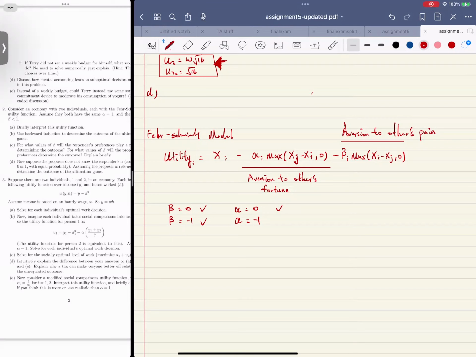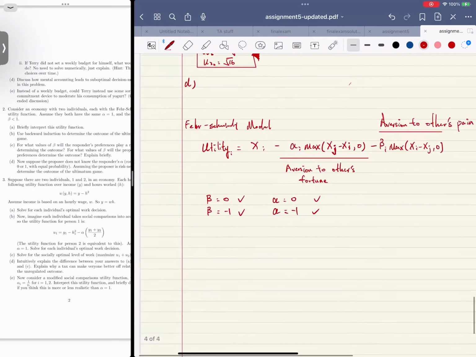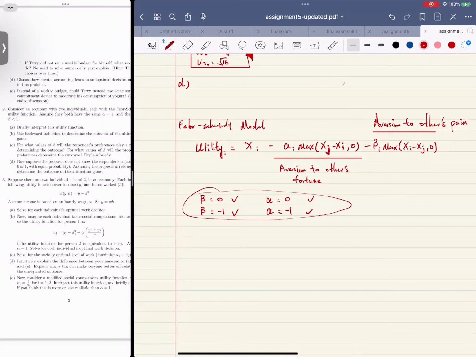Okay, that's good. What about alpha equals -1? You love billionaires. That's what it means. It means that you care about other people's fortune. For example, if your brother or sister wins a lottery or something, you're happy for them, right? You're sincerely happy for someone if they're doing better than you. Okay, so that's just some outlier beta and alpha.